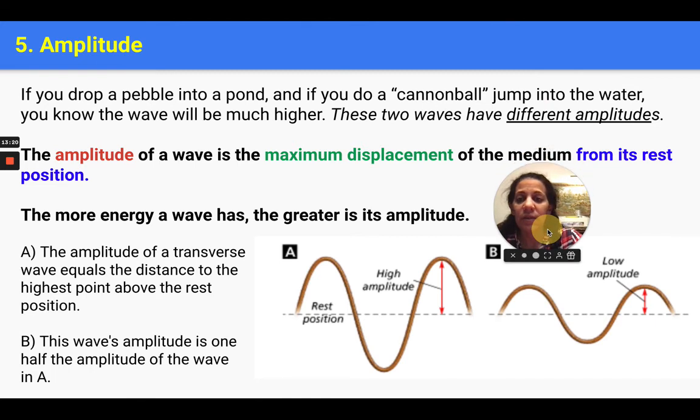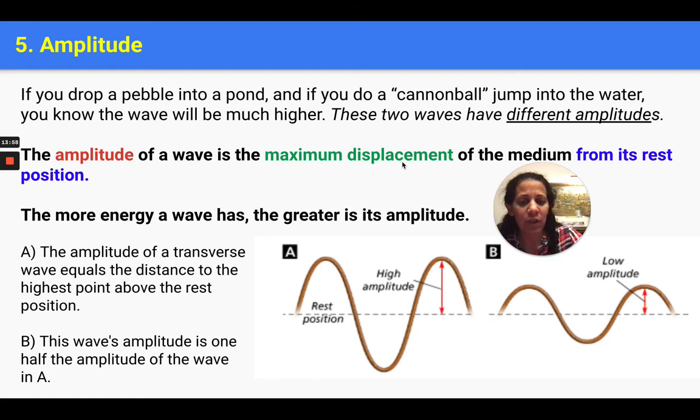Now, this is the last property. It's quite easy, actually. It's something called amplitude. Basically, amplitude means how far it goes from the resting position. So if it's a transverse wave, how far from the resting position does it go up? Or how far does it go down to a trough? So it's always a distance from the resting position to the crest or the resting position to the trough. Obviously, if this is a longitudinal wave, it'll be from resting position to compression or resting position to rarefaction, okay?